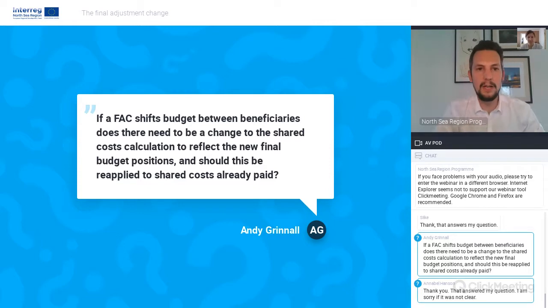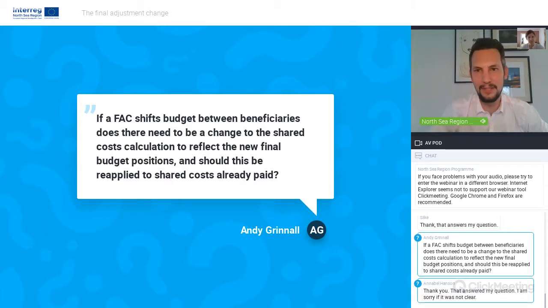If final adjustment change, I like that you make use of the shortening of the title the same way as we do. Thank you so much. A long word, yeah, I can agree. Exactly. If a final adjustment change shifts budget between beneficiaries, does there need to be a change to the shared cost calculations to reflect the new final budget positions? And should this be reapplied to shared cost already paid?